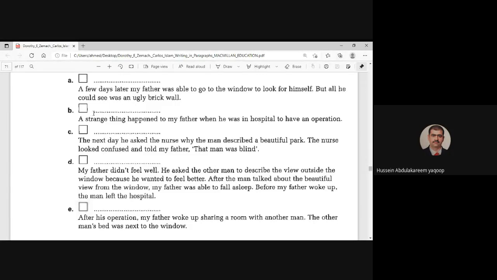Read it and tell me which part it is. Strange things happened to my father when he was in the hospital to have an operation. Okay, now what kind of category is this? Is it background, the beginning, the middle? Background information. That's okay. Thank you very much. Now we come to who we have here. Yes, Muhammad Jihad.